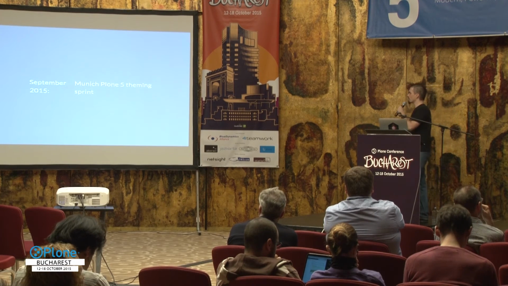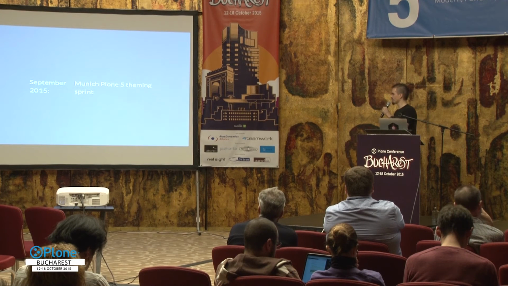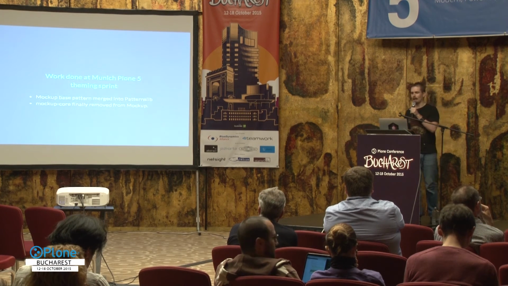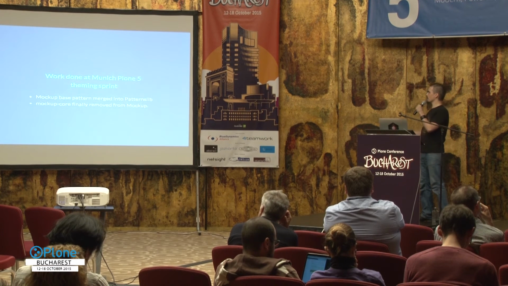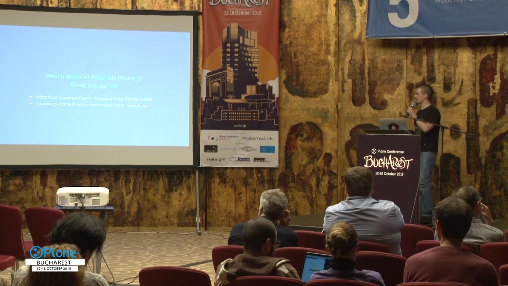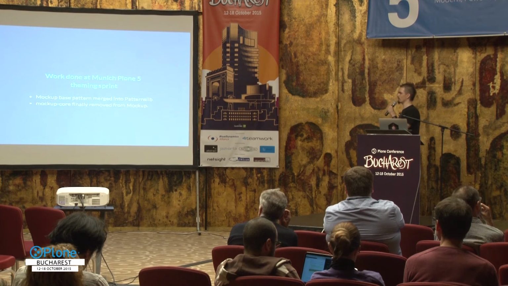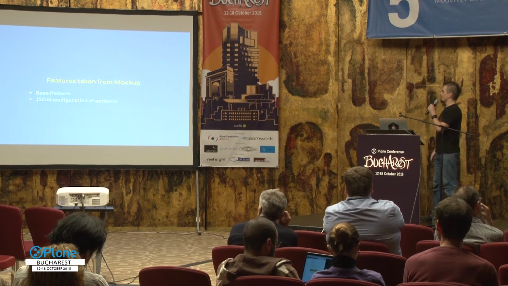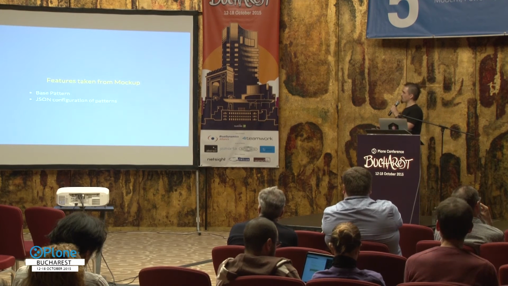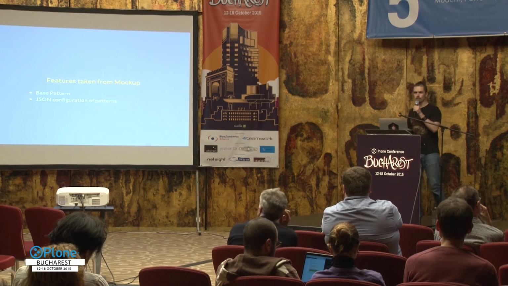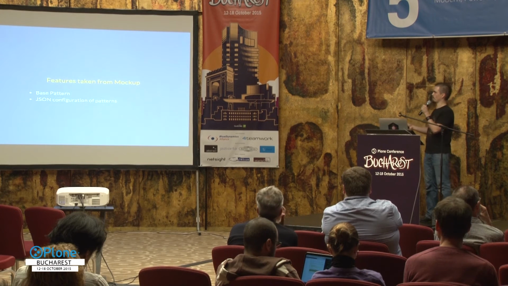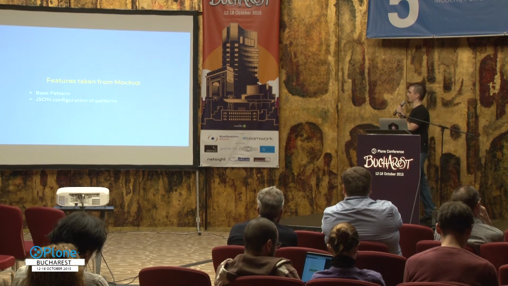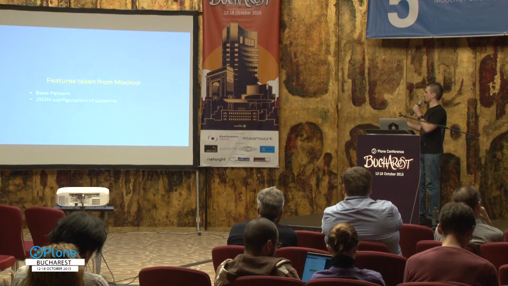So at the Munich Plone 5 theming sprint, I again got some time to work on this, and I managed to merge the Mockup base pattern into Patternslib and finally remove Mockup core, which was kind of like the birth of the fork. And there were features taken from Mockup, the base pattern, which I really liked. It's a really nice way of doing it, and it was, in my opinion, an improvement to the way that Patternslib did it. I merged that from Mockup, and I've started changing some of the Patternslib patterns to use this base pattern. It's not a requirement, but it's just a nicer way of doing things.